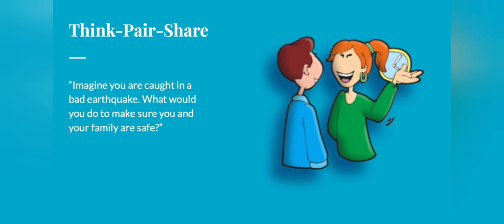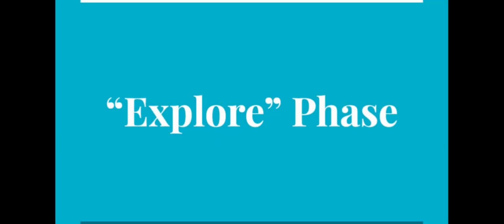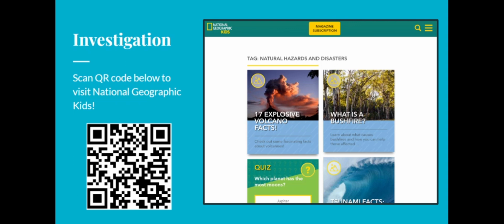Next will be an activity to explore natural hazards and their effects in the Explore phase. The Explore phase of our lesson consists of 2 activities, which students will complete with a partner. The first is an investigation into National Geographic Kids. You can scan the QR code here if you want to visit the website.